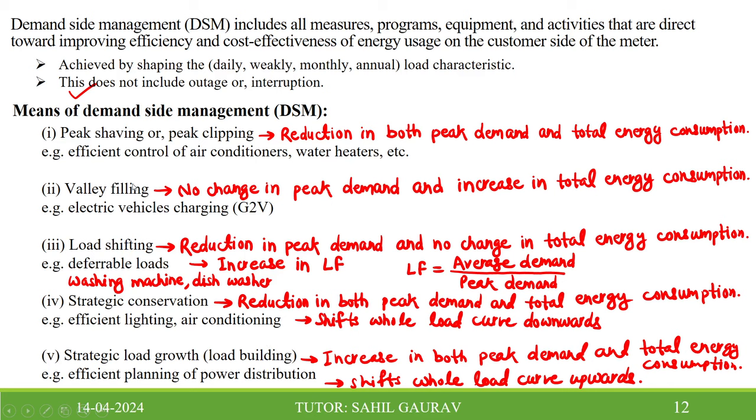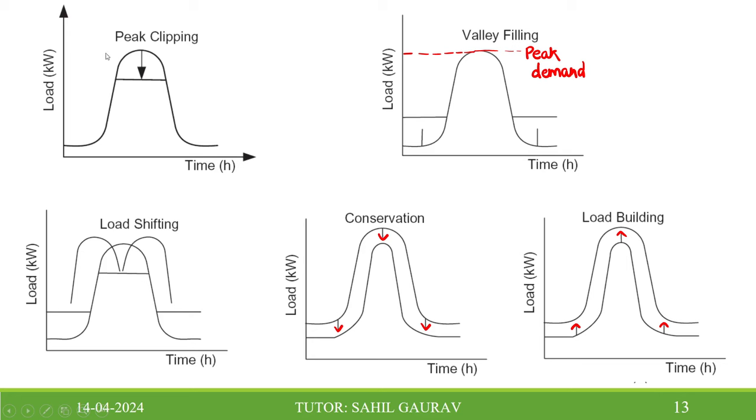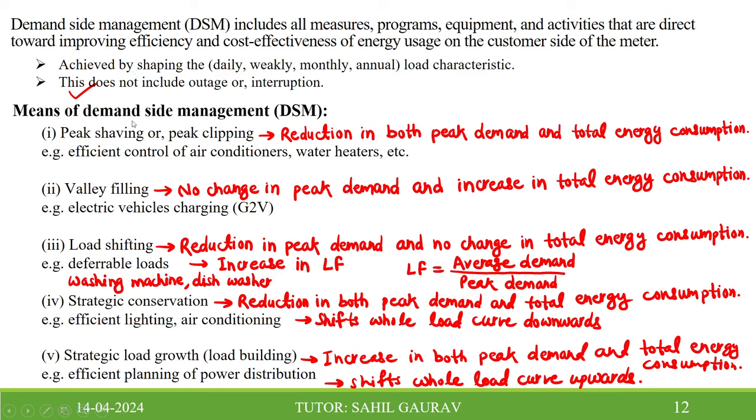So first is peak saving or peak clipping. You can see this figure. Peak saving or peak clipping means you are reducing the peak demand. If you reduce this peak demand, that means you are reducing both the peak demand and the total energy consumption. An example for this demand side management is efficient control of air conditioners and water heaters.